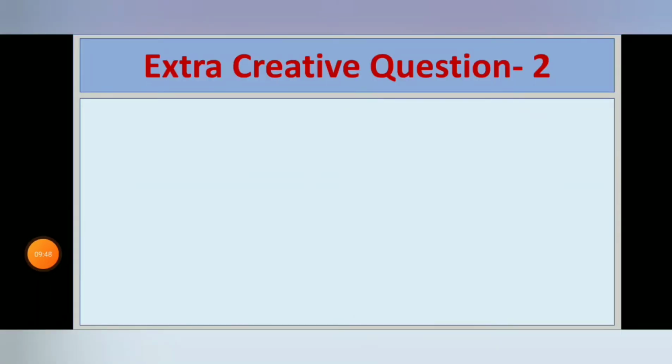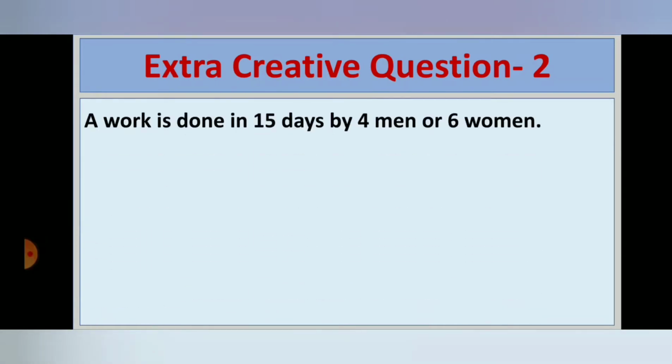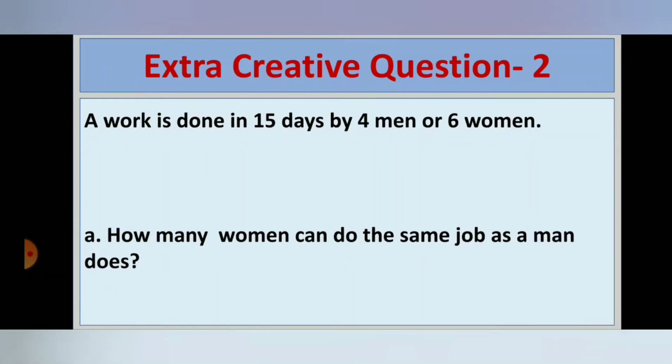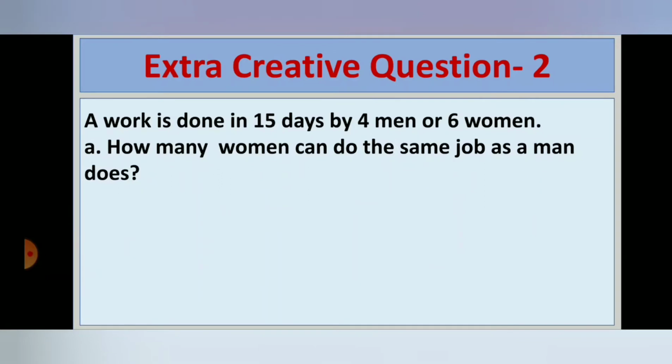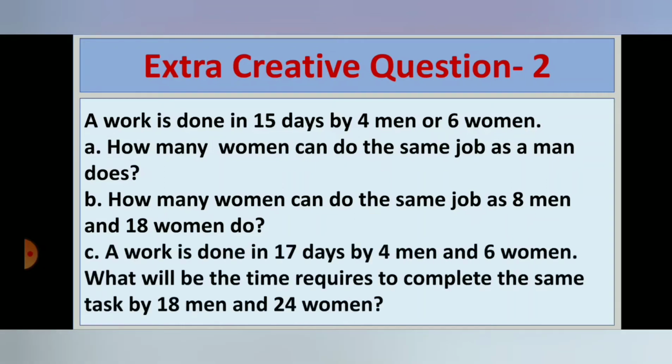My dear students, now we are moving to extra creative question number 2. See the question. A work is done in 15 days by 4 men or 6 women. In A, you have to answer how many women can do the same job as a man does. In B, you have to find out how many women can do the same job as 8 men and 18 women do. In C, if the work is done in 17 days by 4 men and 6 women, what will be the time required to complete the same task by 18 men and 24 women.